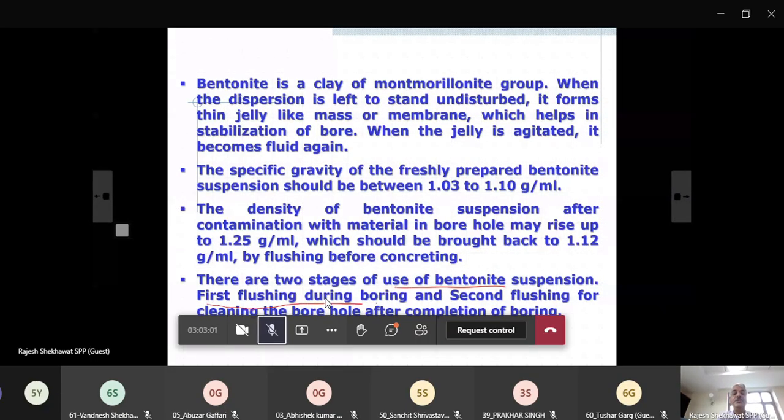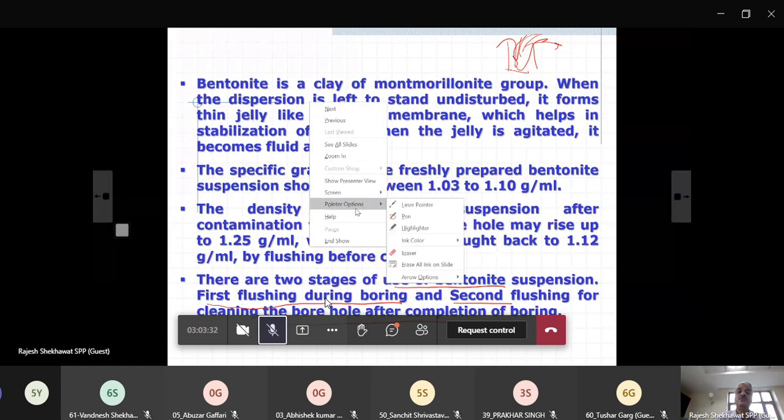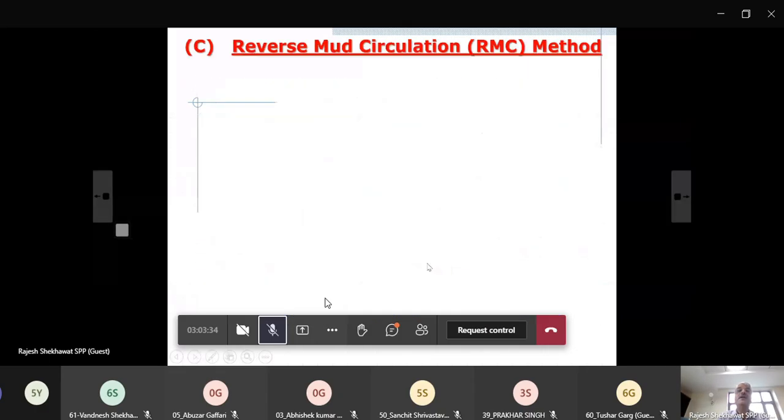And there are two stages of use of bentonite suspension. First is flushing during boring. So during boring, continuously your bore hole is getting flushed with this. And second is flushing for cleaning the bore hole after completion of boring. After you complete the full bore hole and you bring out your chiseling tool and all, then also you do bentonite flushing by putting a tube here. You flush it from the top with force, so from the sides it will come back again, you will push out. You will clean the bore hole with this. So this is how DMC is used.